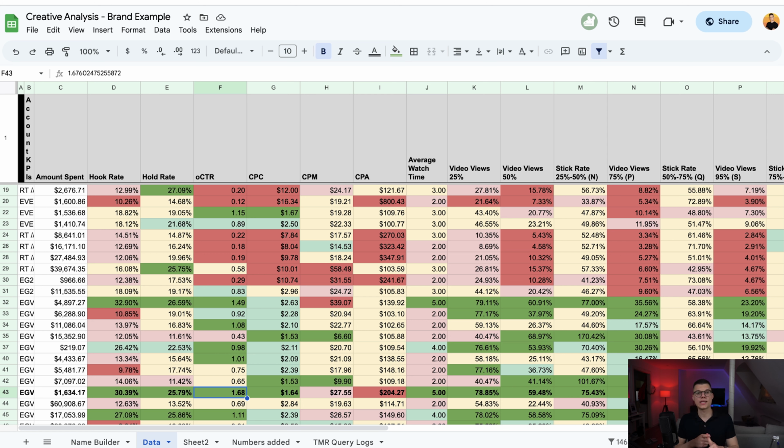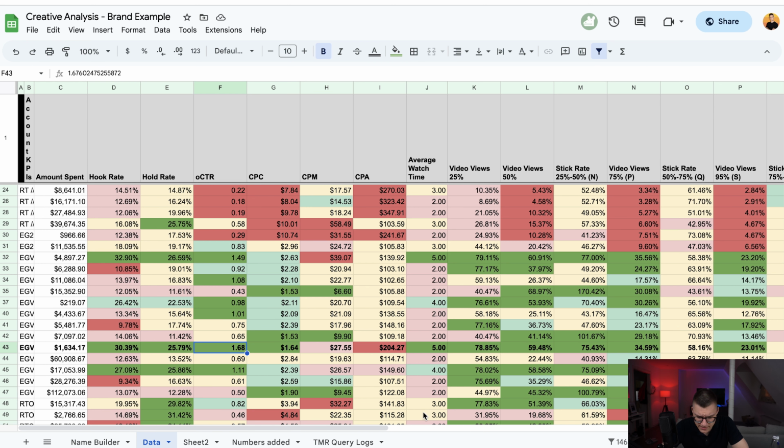Maybe make it not as clickbaity, to get lower CPMs. You can't directly optimize for CPMs, but think about your sales pitch. Is this ad clickbaity? If you don't make it as clickbaity, it shouldn't get as high of a CPM. But yeah, this is how we analyze creatives.